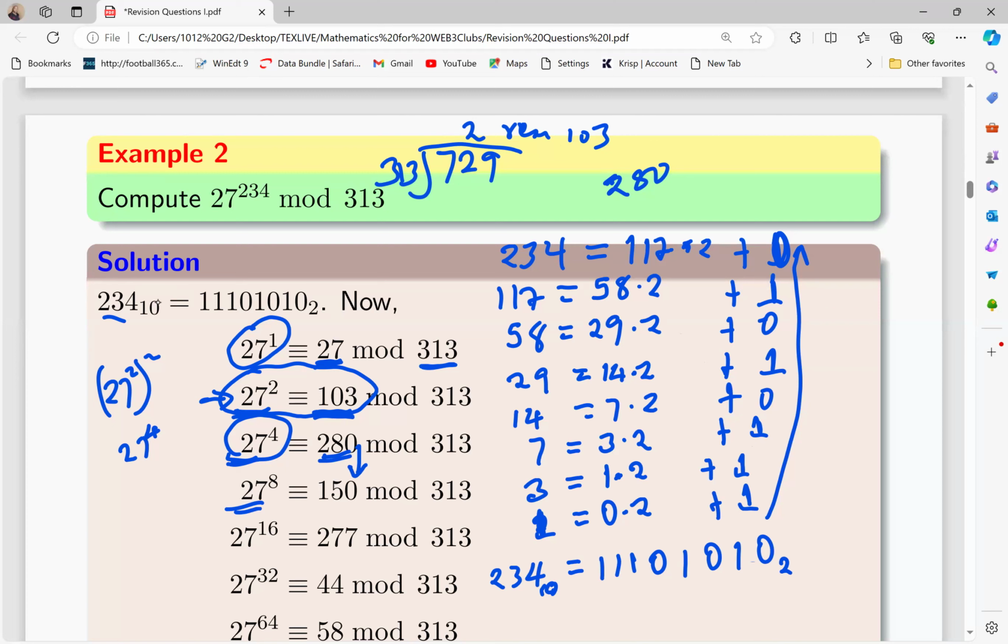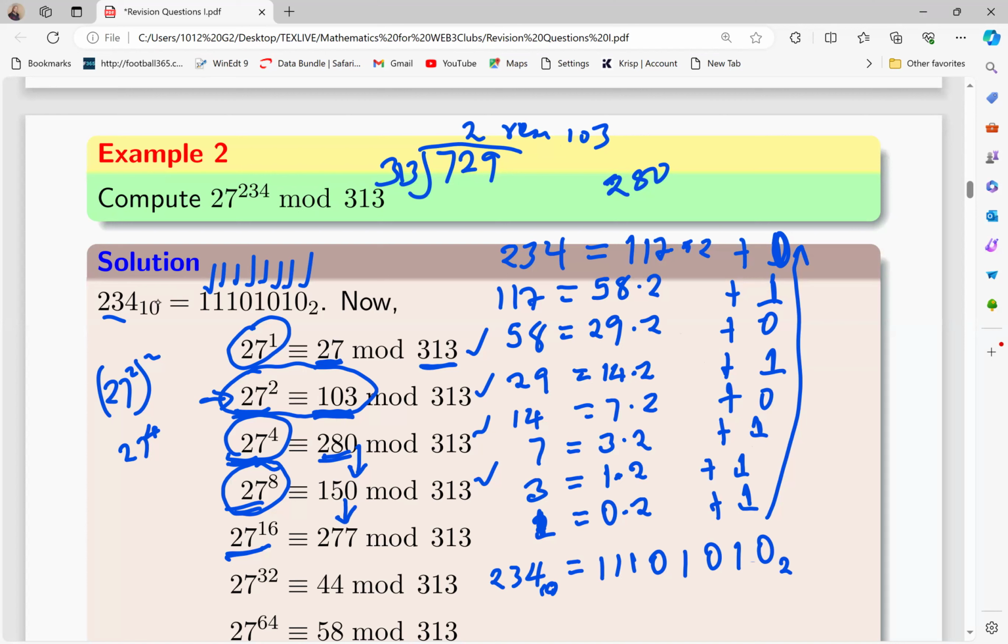Let's see how many times we are going to go. We have gone 1, 2, 3, 4, so we have to proceed again. Now square this. When you square this, you get 27 raised to 16. That means you also square this 150 and divide by 313. The remainder is 277.